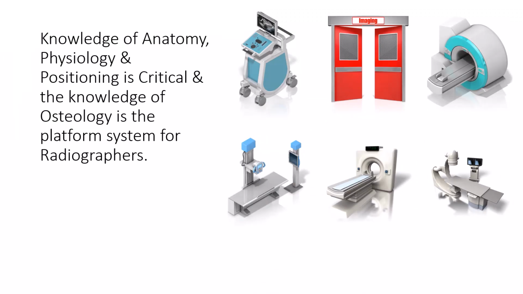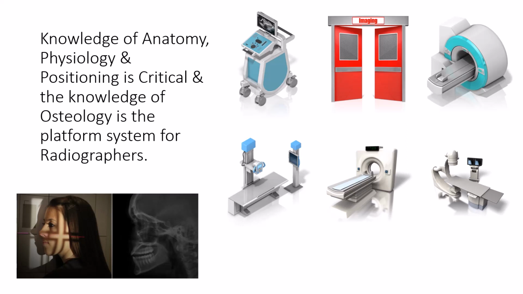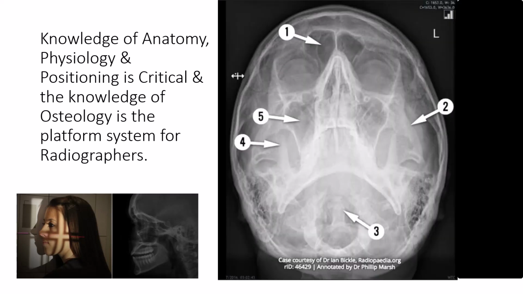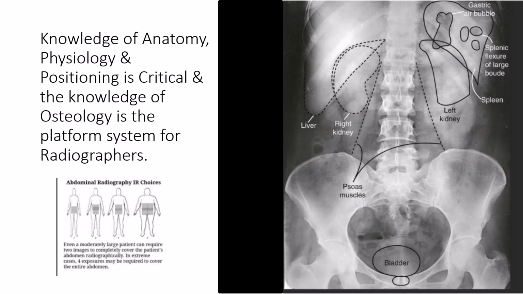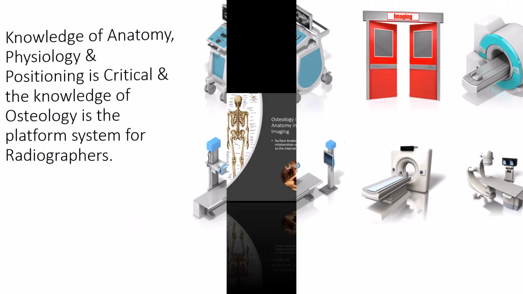In addition to exposure techniques, a knowledge of anatomy, physiology, and positioning is critical. This is especially true when trying to locate mastoids, zygomas, or other areas in the skull. Here we can see how important it is, even for a simple radiograph like a KUB. Body habitus does make a difference.